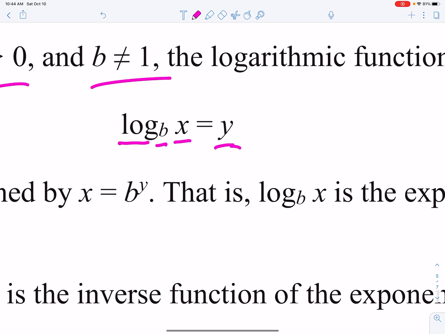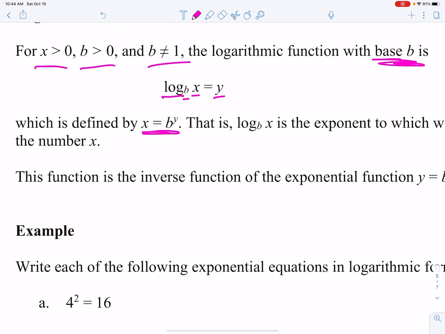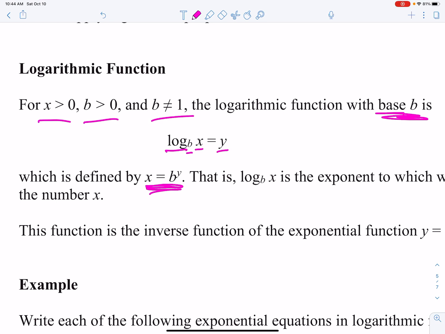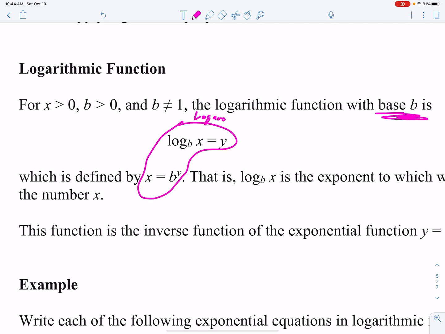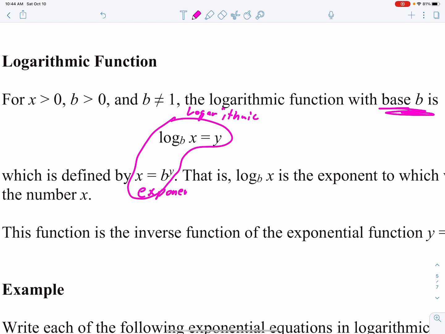Okay, so let's do that again. Log base b of x equals y. That's important that you know how to say that, which is defined by x equals b to the y power. Okay, let me show you how they did that. Now this is an important thing to know, the conversion between these two. So this is logarithmic. This is exponential. Okay, so be able to convert between the two.